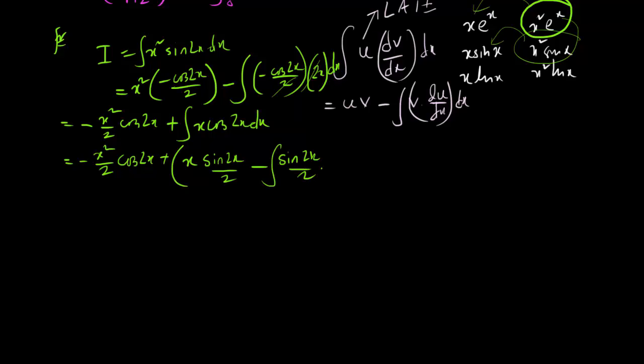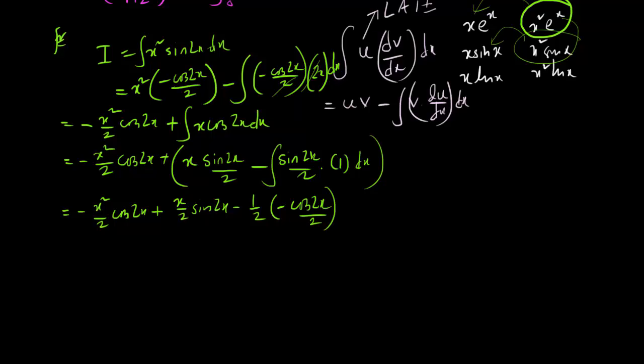Now this time the x disappears. Du by dx, derivative of x is 1. So now we can rest assured this sum is completed. So x squared by 2 cos twice x plus x by 2 sine twice x minus, now if you bring the half outside, sine twice x, the integration of sine twice x is going to be minus cos twice x by 2, and we will have a plus c because this is indefinite integral. X squared by 2 cos twice x plus x by 2 sine twice x minus minus plus 1 by 4 cos twice x plus c.